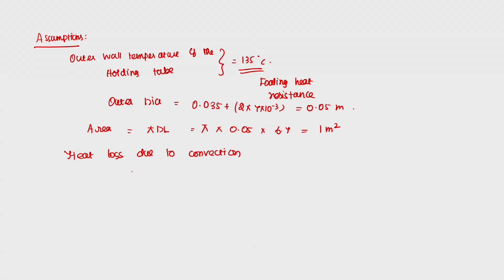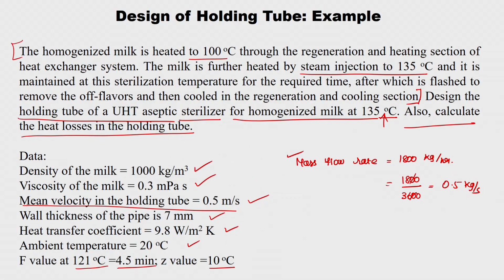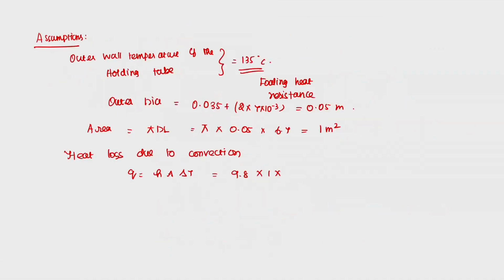Which is nothing but Q is equal to H A del T. So, H is given as 9.8, A we found out is 1, and del T is nothing but the ambient temperature, which is given, right? Yes, ambient temperature is given as 20. So, the product temperature is 135. So, 135 minus 20, that is nothing but 115. So, which comes around 1127 watt.